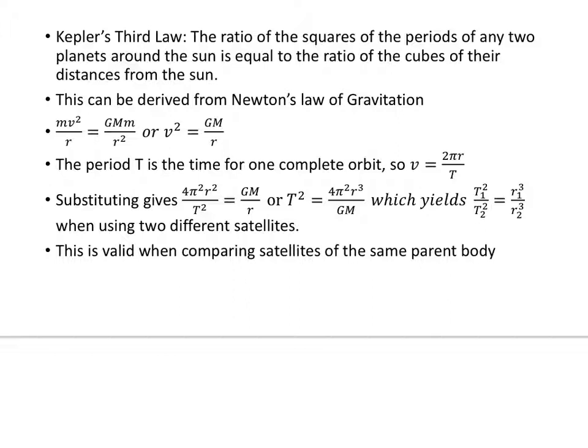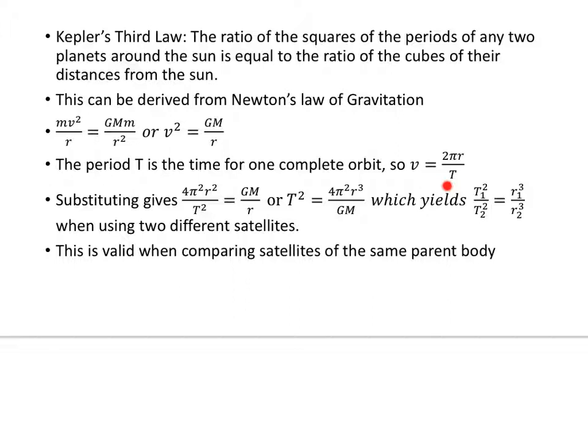Now, first of all, we mentioned this term period. Period is the time for one complete orbit. So the period would be the time for one complete orbit around the sun. For the Earth, for example, it's 1 year. So we can say, therefore, that the velocity of a planet is equal to the distance, which is the circumference of the circular path, 2 pi r, divided by the time it takes to go around once, the period T.